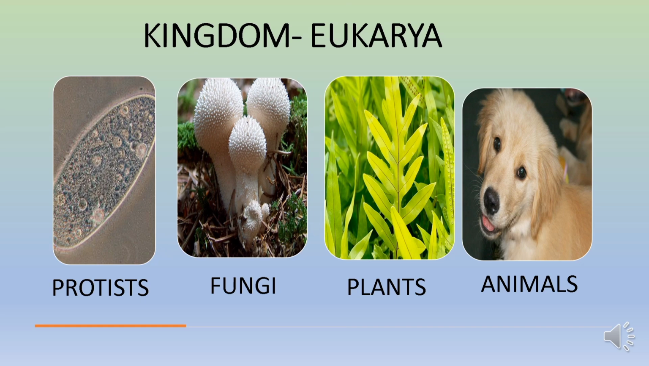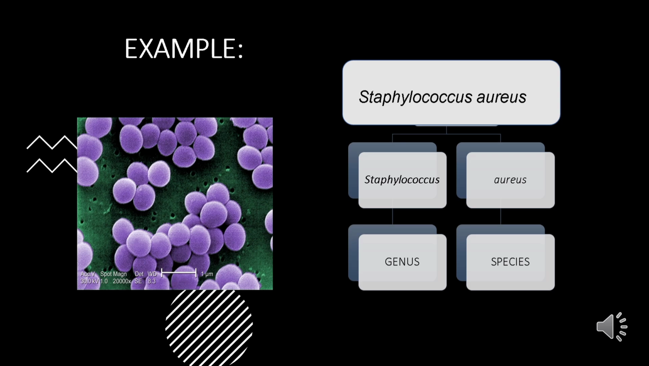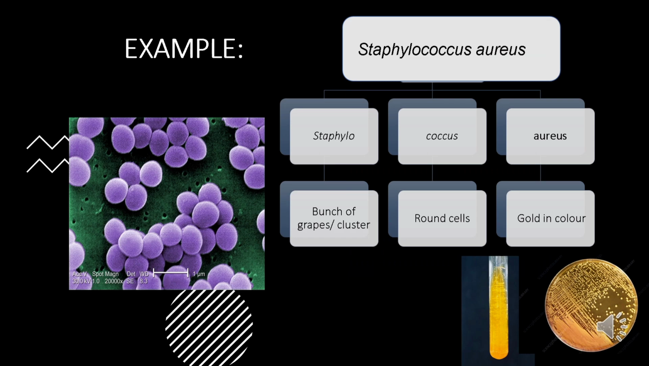Now, focusing on bacteria, their name is composed of two words. First one refers to the name of genus, and second refers to the species. We will take Staphylococcus aureus as an example. So, Staphylococcus is the genus and aureus is the species. Also, the name of the microorganisms might refer to its shape. Like in our example, Staphylo means a bunch of grapes or a cluster, and cocci means round cells. Aureus means it looks like gold in color when we culture.